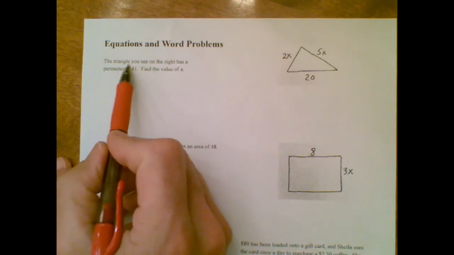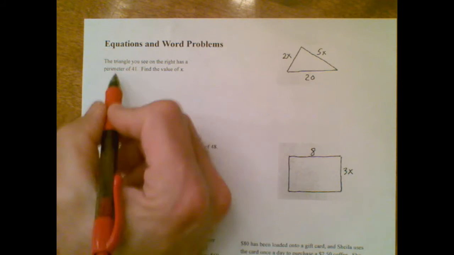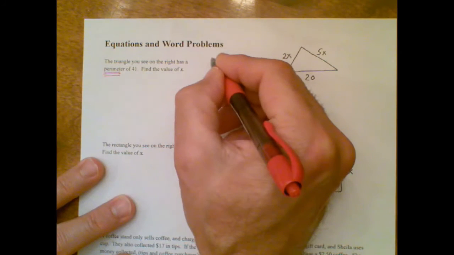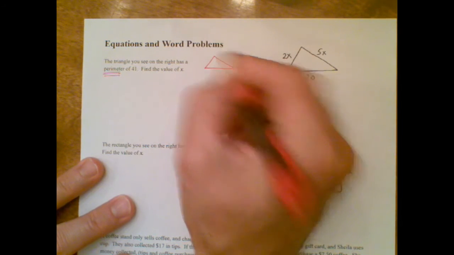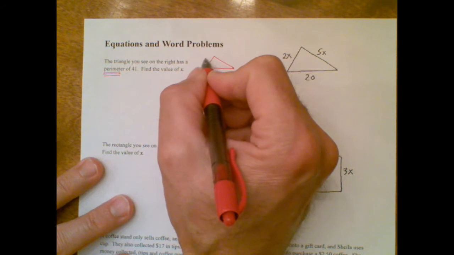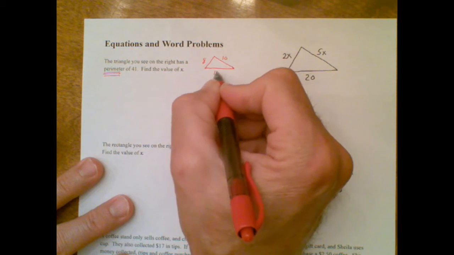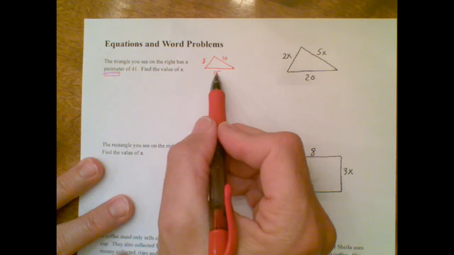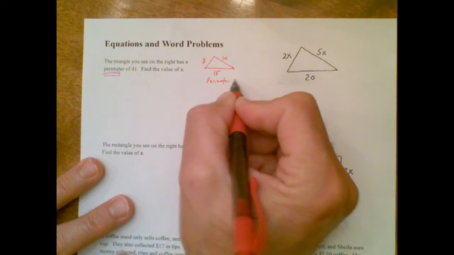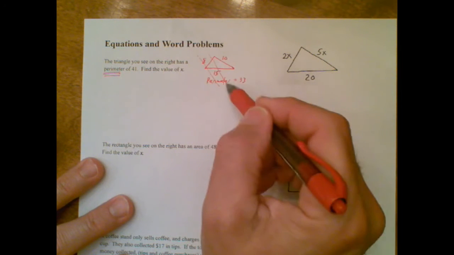Here's what this says. The triangle you see on the right has a perimeter of 41. Find the value of x. Well, they give me some information. They tell me the perimeter is 41. And remember from the good old, probably middle school days, perimeter happens when you add up the length of the sides. So if that's an 8, and that's a 10, and that's a 15, you would say 8 plus 10 plus 15 is the perimeter. So in this example, I would say the perimeter is 33. But of course, that's from the good old days.